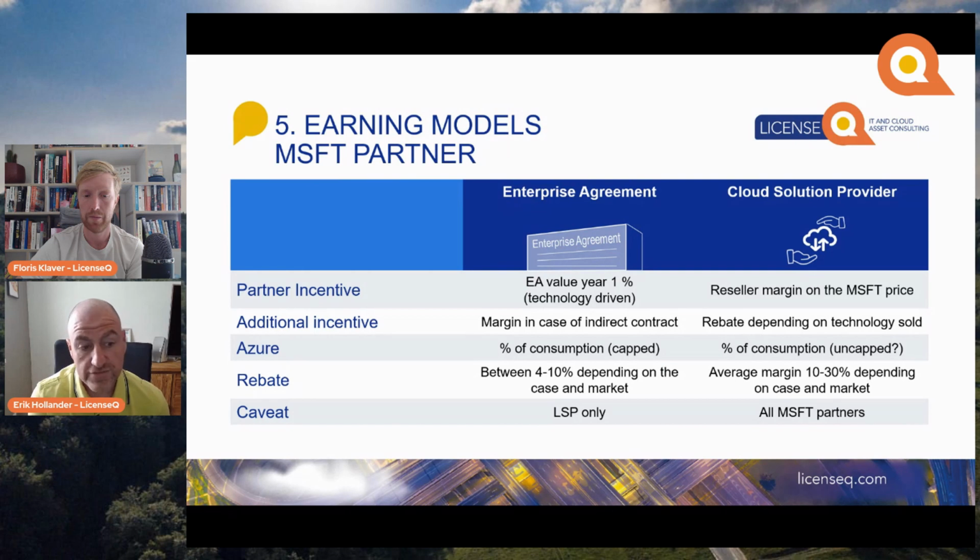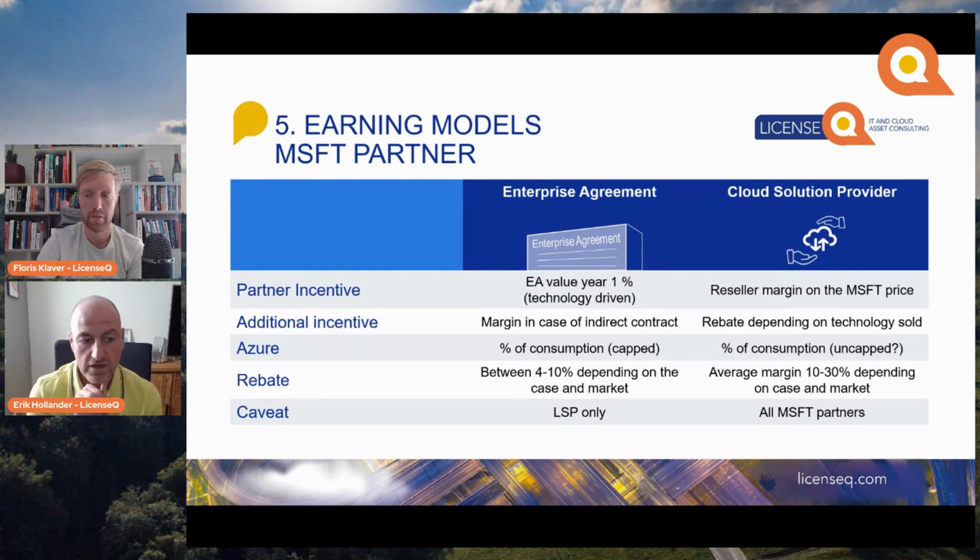For Azure, it's a fixed percentage, which is capped to an amount per enrollment, and that's approximately 200,000 euros. Within the CSP, it's uncapped, so you can just earn unlimited fee on Azure consumption.